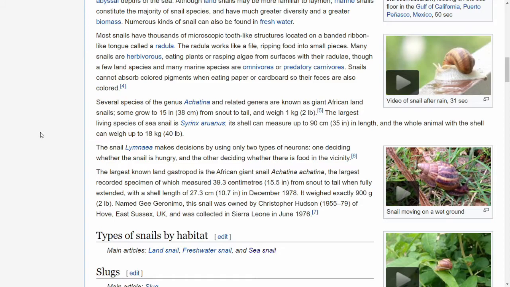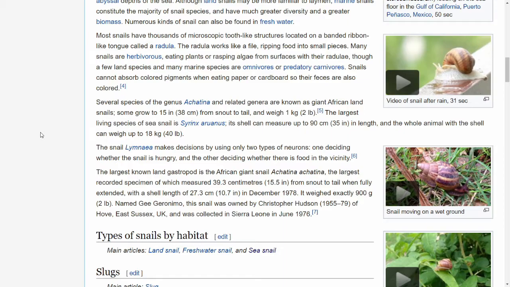Several species of the genus Achatina, and related genera, are known as giant African land snails. Some grow to 15 inches, 38 centimeters, from snout to tail and weigh 1 kilogram or 2 pounds. Why'd they do it like that? That doesn't make sense. Anyways, the largest living species of sea snail is Syrinx aruanus.